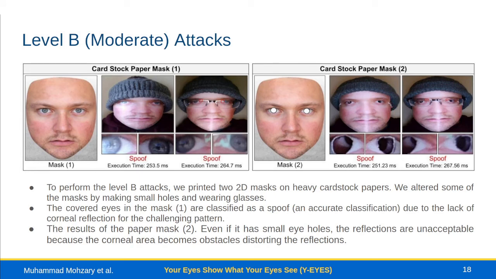Level B attacks. To perform level B attacks, we printed 2 paper masks on heavy cardstock paper. We altered some of the masks by making small eye holes and wearing glasses. The covered eyes in mask 1 are classified as spoof due to the lack of corneal reflection for the challenge button. Even if glasses can reflect some image patterns, it's still classified as spoof because the reflection images are not in the right reflection location.